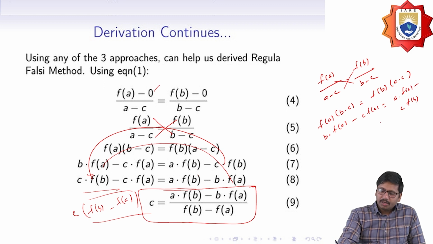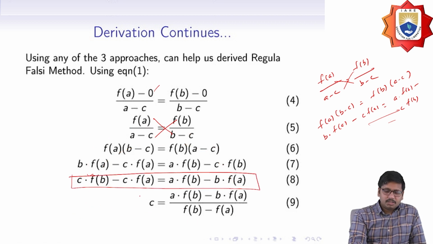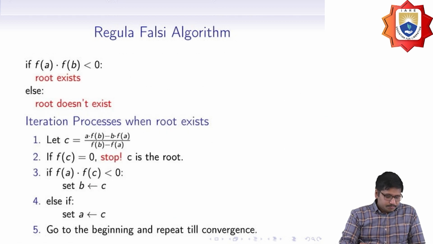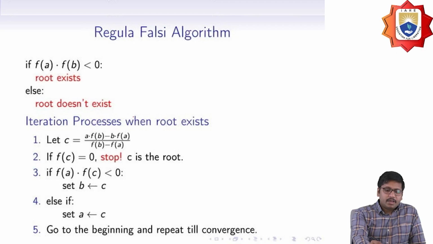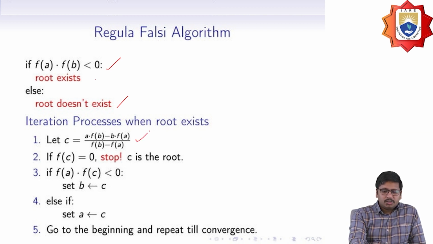Right? We're making c the common term, so after taking c as common, I'm going to get this equation. So this is the Regula Falsi algorithm. If f of a is less than 0, then the root exists, otherwise the root does not exist. So the iteration process is that, let c be equal to this.